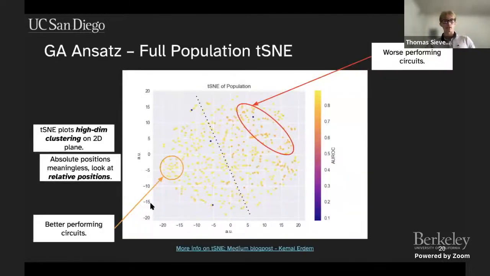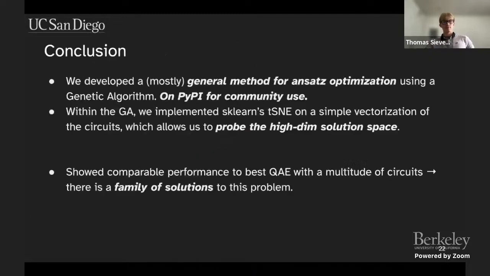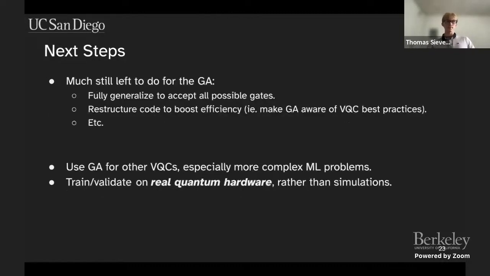get a plot that looks like this, so we can get some idea of what our Hilbert space looks like in terms of performance. And we were able to show that there seems to be some sort of family of solutions to this problem. In particular, the lower left part of that t-SNE plot seems to all be pretty good.